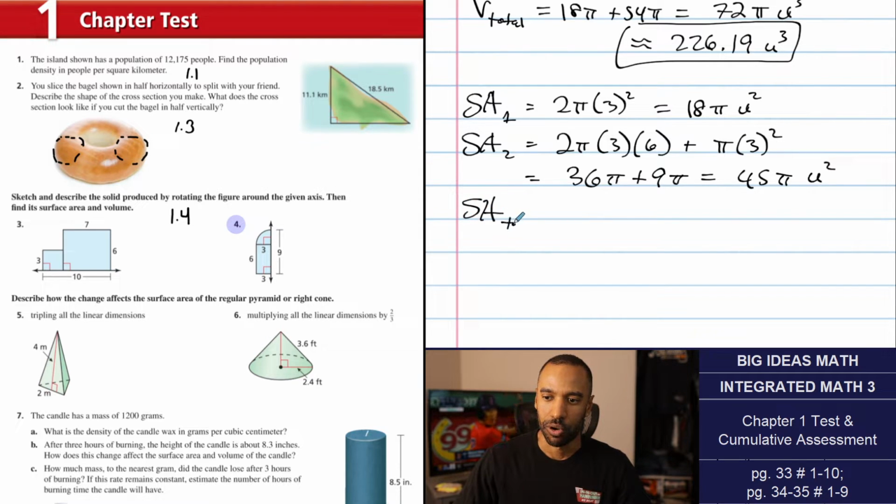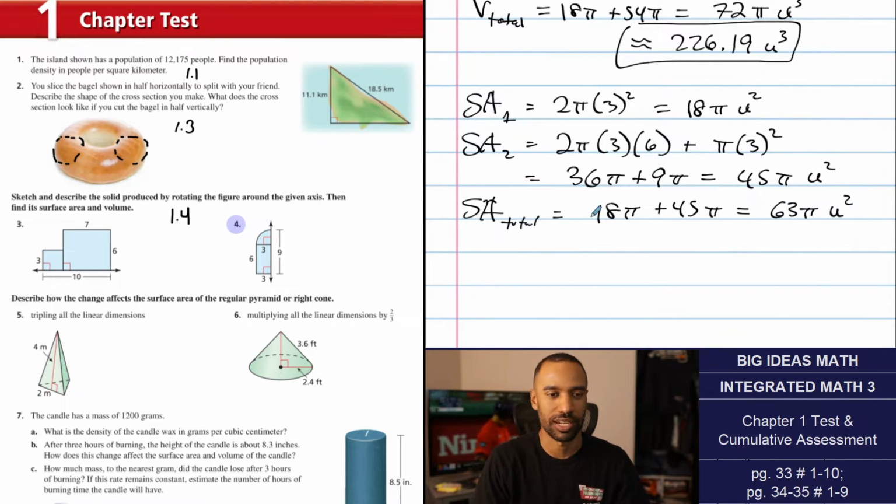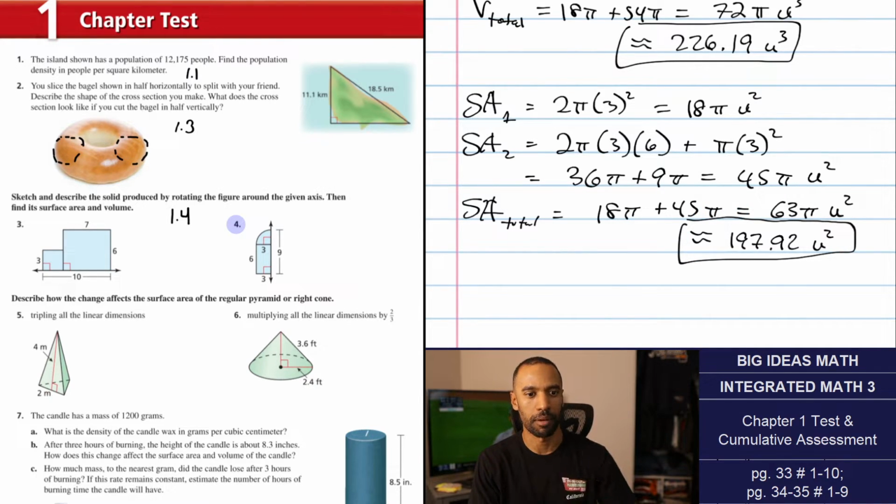So surface area of the total will be 18 pi plus 45 pi, which is 63 pi square units as an exact answer. Approximated, it's going to be close to 200. 63 pi. 197.92. 197.92 square units.